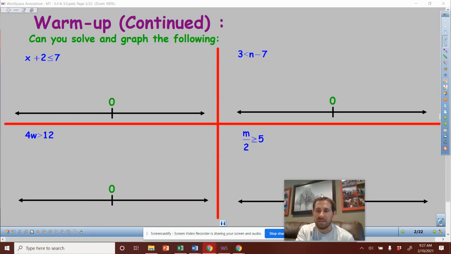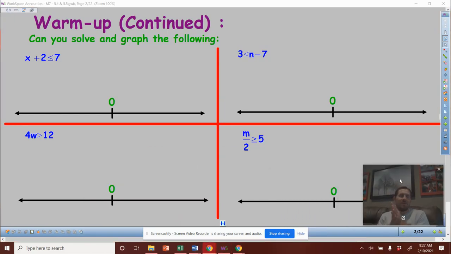Hey, this is a second piece to our warm up. Today's going to be a little bit different in how we do stuff. So there may be double of things, but we can be flexible. I think you guys will be all right. But this is graphing and solving inequalities.